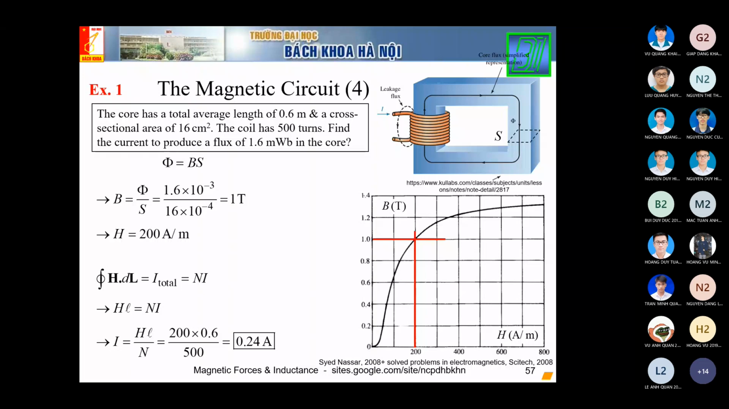Are you okay? So I will summarize the technique here. In this exercise, we start from the magnetic flux phi, and from the magnetic flux, we find the density using the first equation, phi is BS. And from the density, we can use the given curve to find the corresponding H. And from H, we come to the final answer, which is the current.